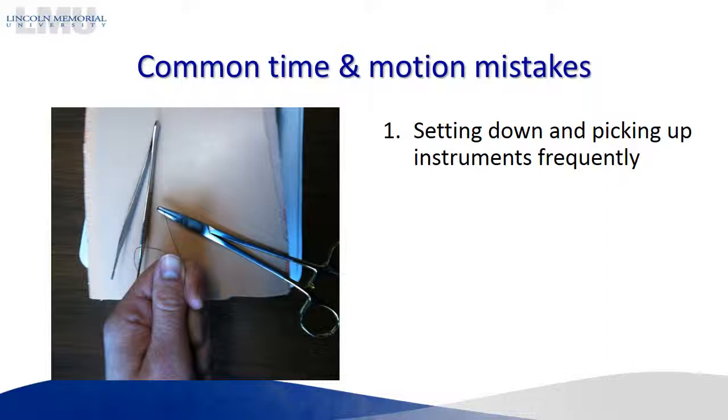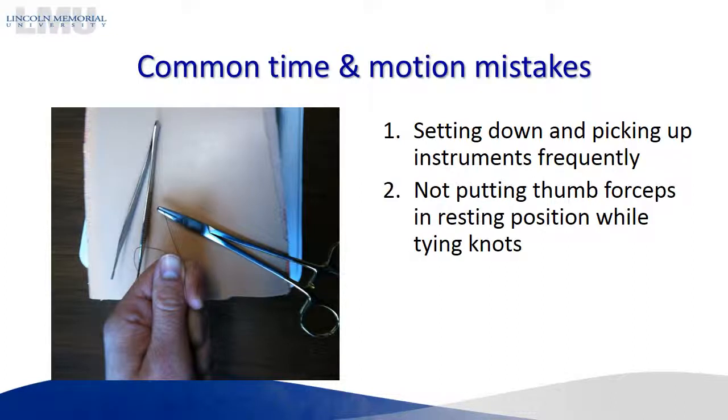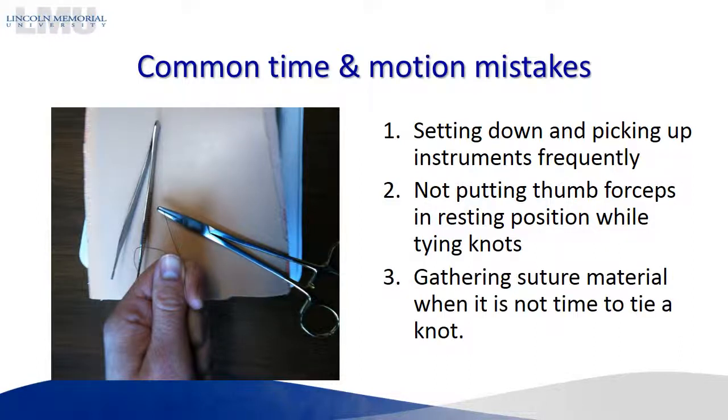Some common mistakes that we see in this category would be students who set down and pick up instruments frequently, whether that's going to be setting them down on the model, setting them down on the cadaver, or setting them down on the instrument table. This is a student who is picking up and setting down a lot, and that's decreasing their efficiency. Or not putting the thumb forceps in resting position while they're tying knots, so they may be setting those down. Or gathering the suture material when it's actually not time to tie a knot. So it's more efficient to go ahead and keep passing the needle through the tissue and drawing suture through, but not actually gathering it up in the palm.